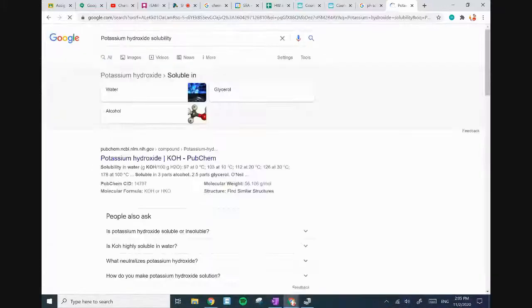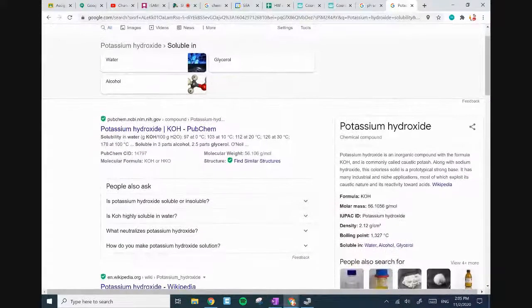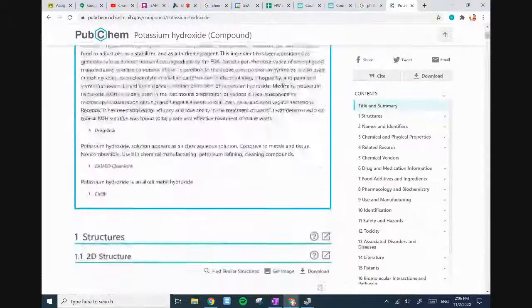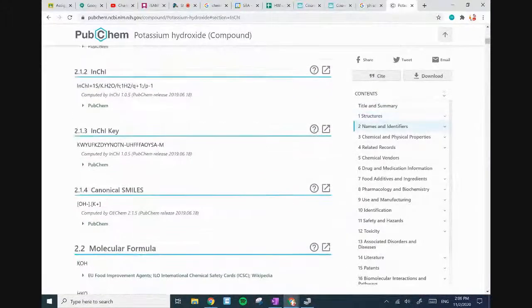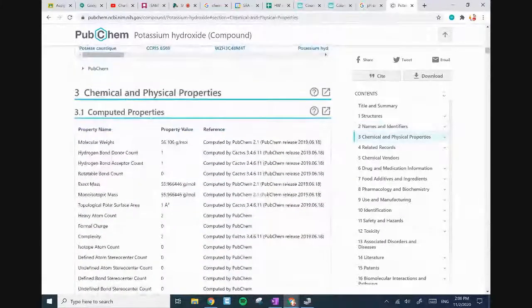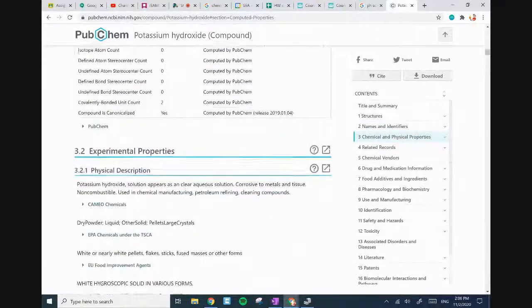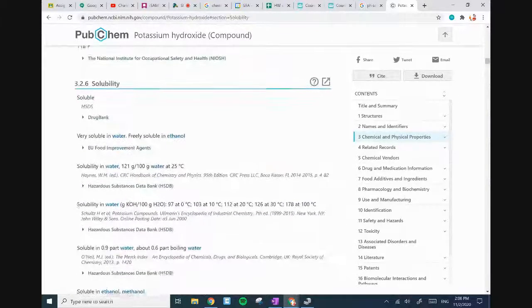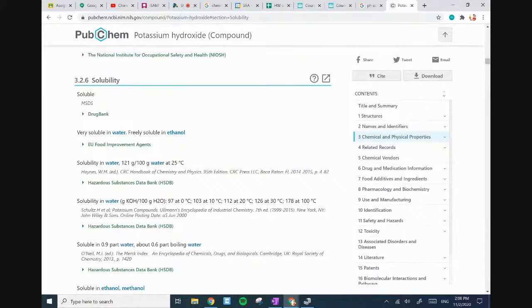Potassium hydroxide solubility is, come on, it's giving me a different number. It's irritating, isn't it? Oh, I hate PubChem. Don't trust PubChem very well. But come on, just give me its solubility. Molecular weight, structure, yada, yada, yada. Where are you, solubility? I'm hating this already. There we go. Solubility, 121 grams per 100.